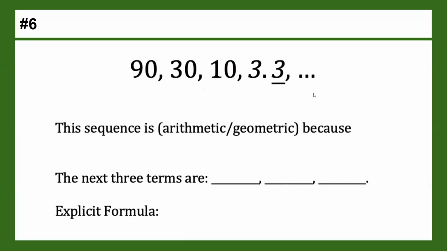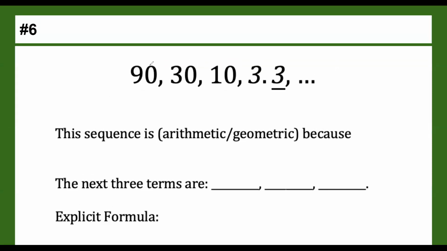Let's check this one out. All right, so we need to figure out if it's arithmetic or geometric. So from 90 to 30, that's minus 60, but the next one I don't do minus 60 again. So I can also say that this is division by 3. And that checks out here as well. And then 10 to 3.3 repeating, again, is division by 3.